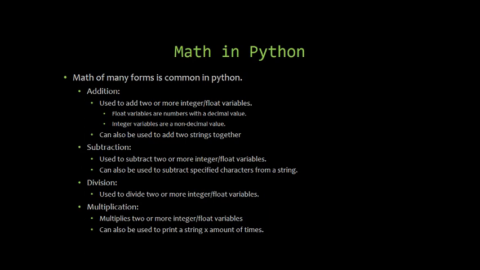Subtraction can be used to also subtract specified characters or groups of characters from a string. So if we were to do, let's see, apple pie, we wanted to get rid of apple. You would do string A, which is apple pie, minus apple. And it would take out the word apple and just leave pie. Multiplication can also be used to print a string X amount of times. So if we wanted to print hello 3 times, we could do that.